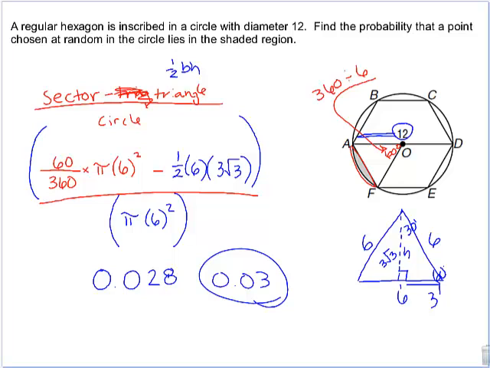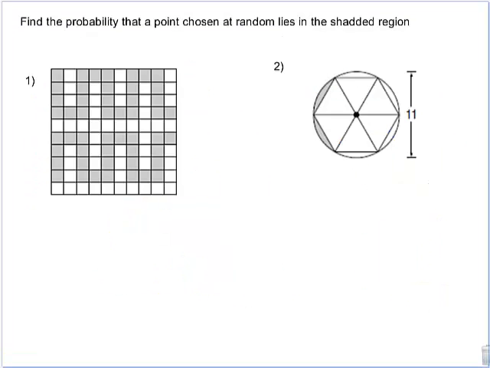We just skipped that. All right. Find the probability that a point chosen at random lies in the shaded region. So, this one. See, we've got all these shaded boxes here. I'll make them a little bit darker so you can see them a little bit better.